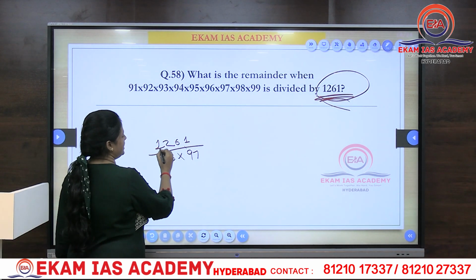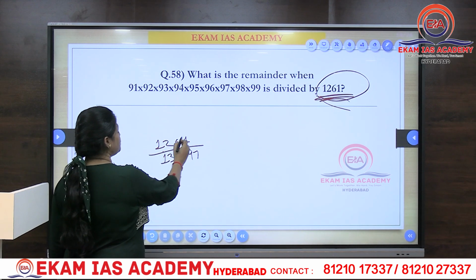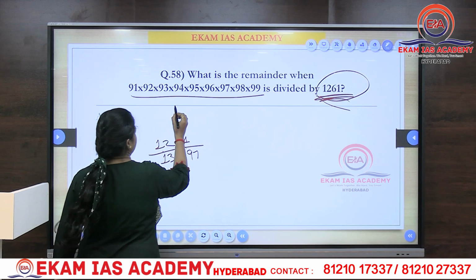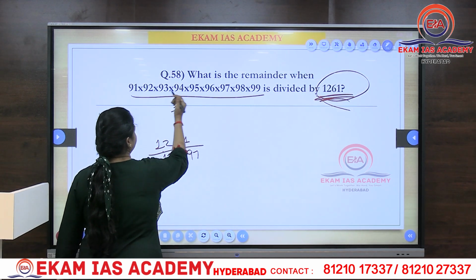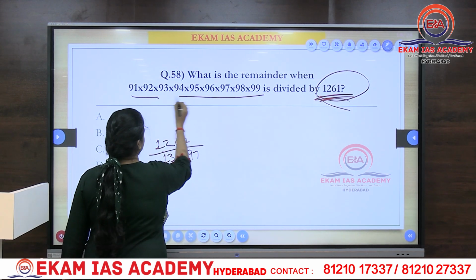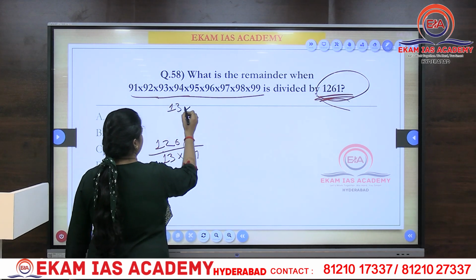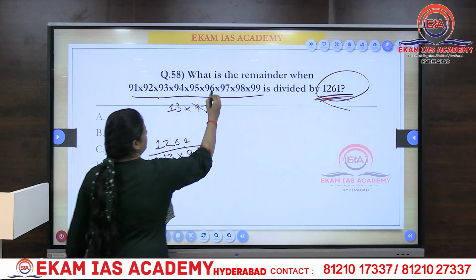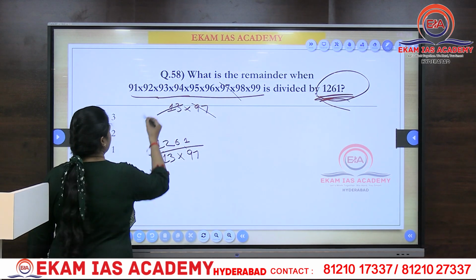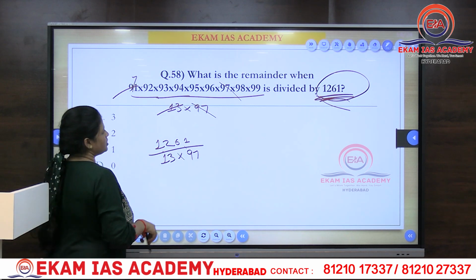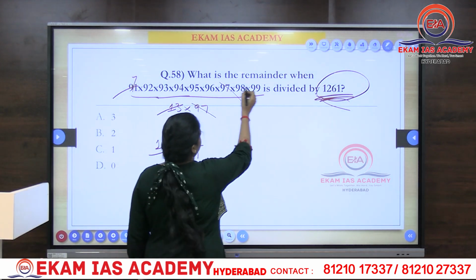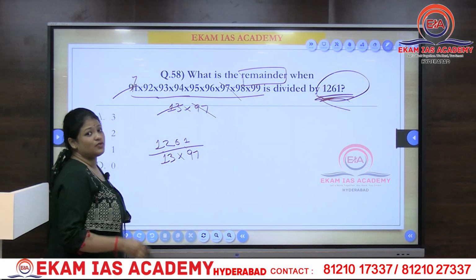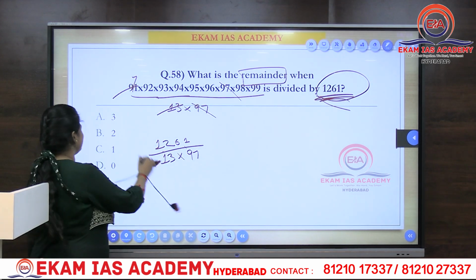So I can write 1261 as 13 into 97, right? So divided by 1261, which is 13 into 97, I'll cancel 97 with 97 and 13 with 13. So what is the question? What is the remainder? This is completely divisible by 1261. So the remainder will be 0.